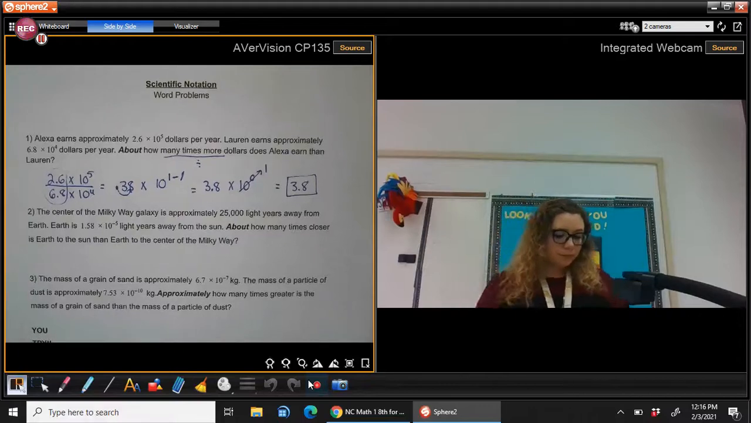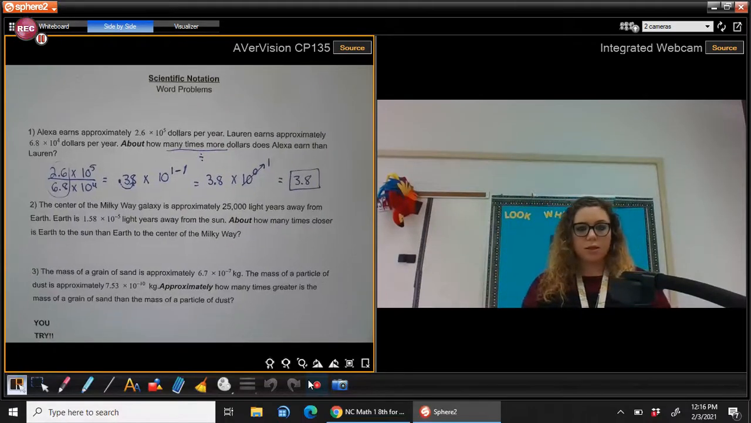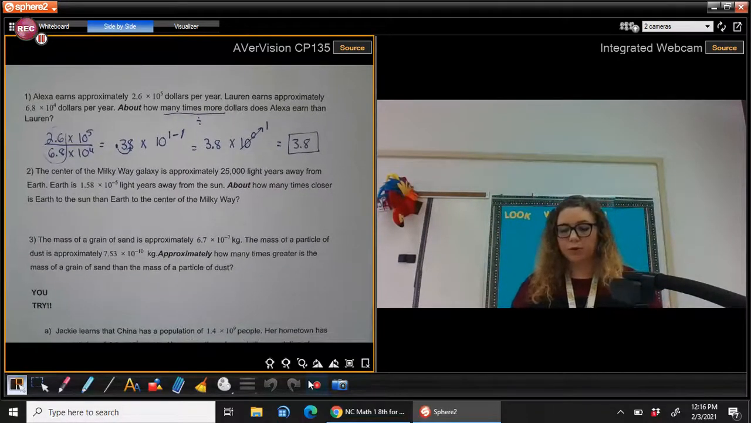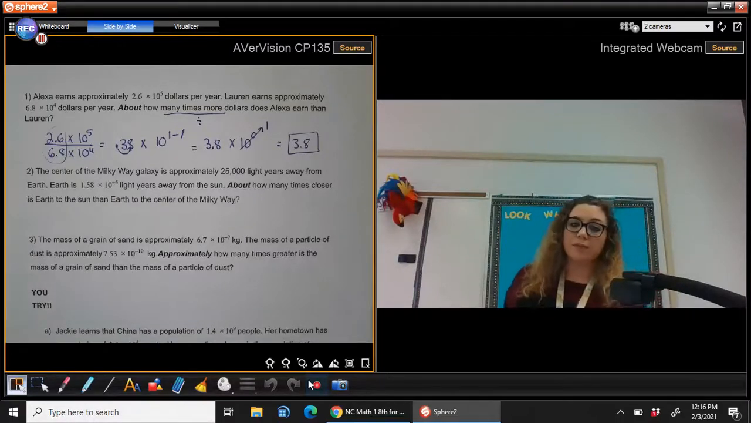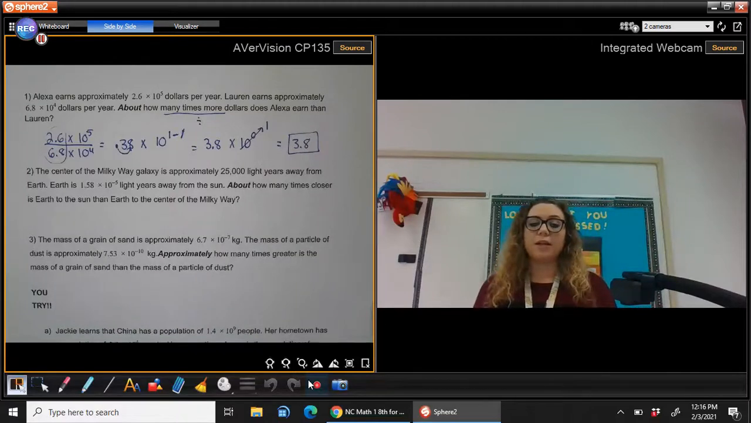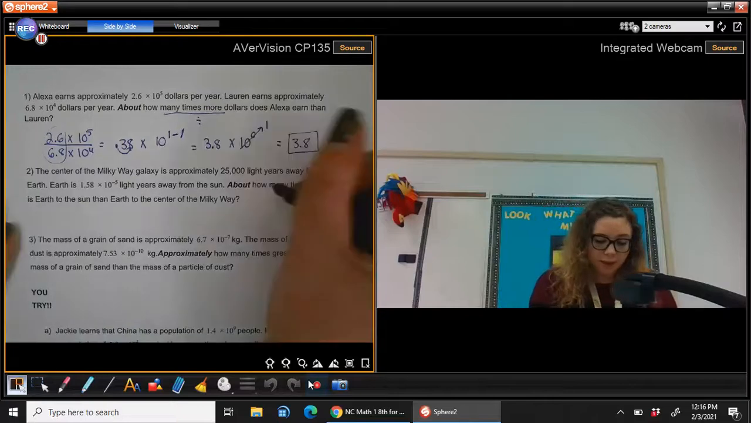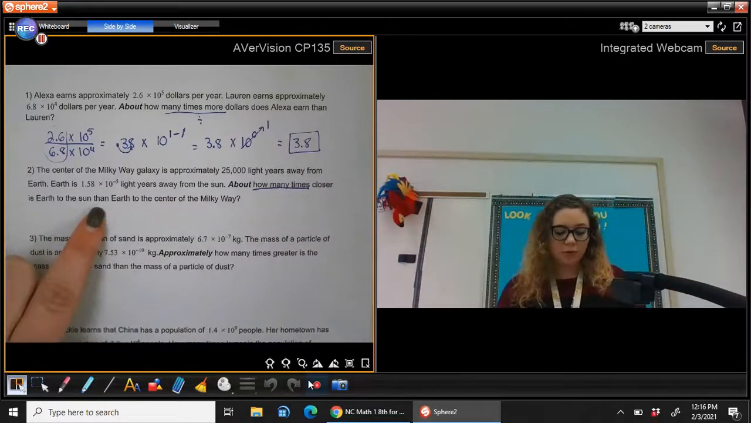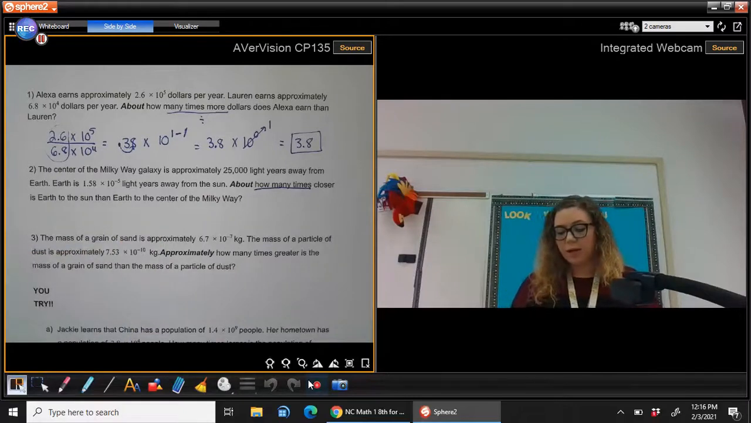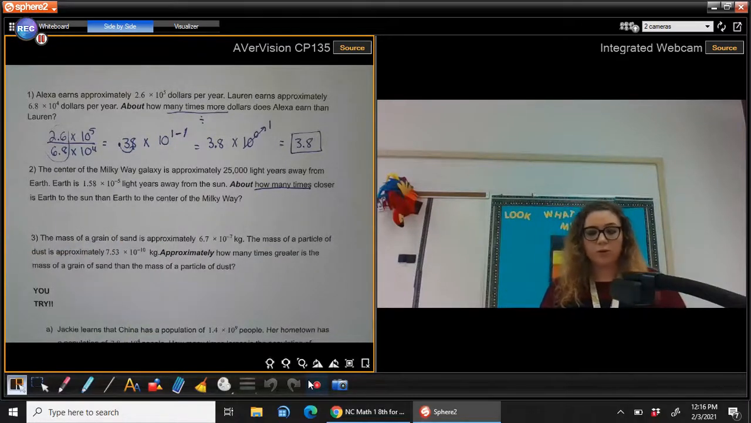Okay, let's continue. Number 2. The center of the Milky Way galaxy is approximately 25,000 light years away from Earth. Earth is 1.58 times 10 to the negative 5 light years away from the Sun. About how many times closer is Earth to the Sun than Earth to the center of the Milky Way? So again, we are going to divide.